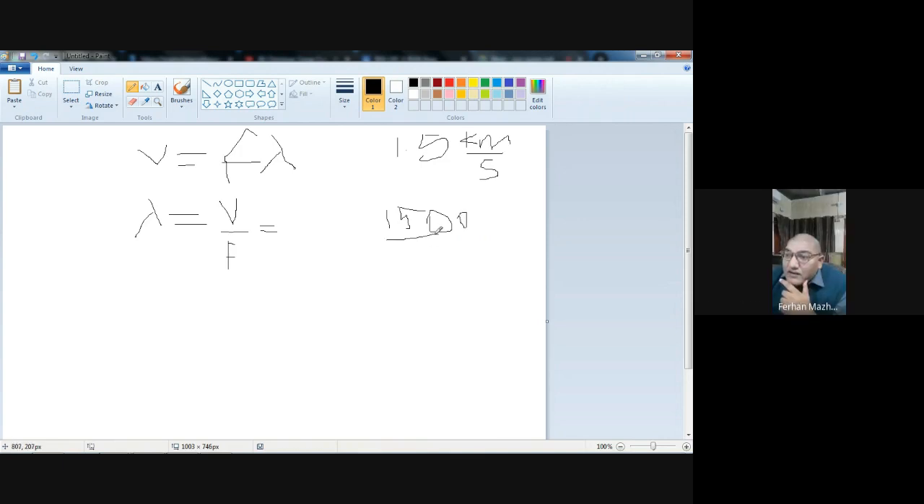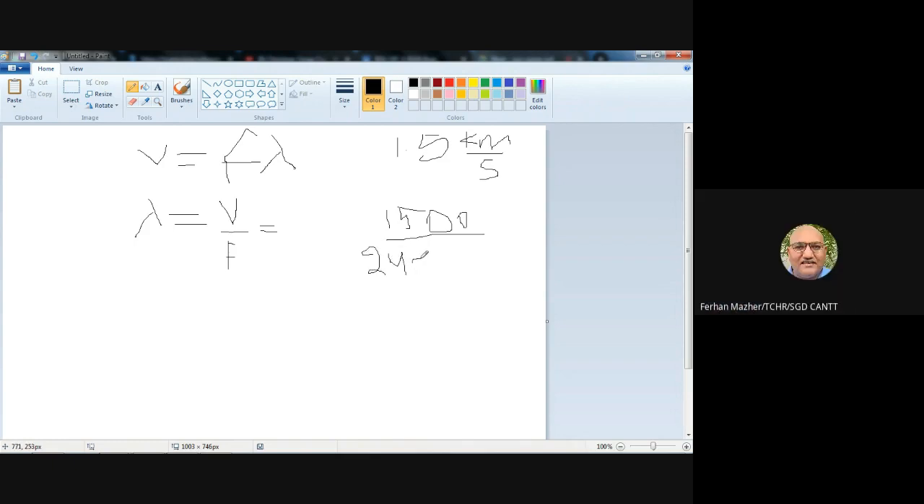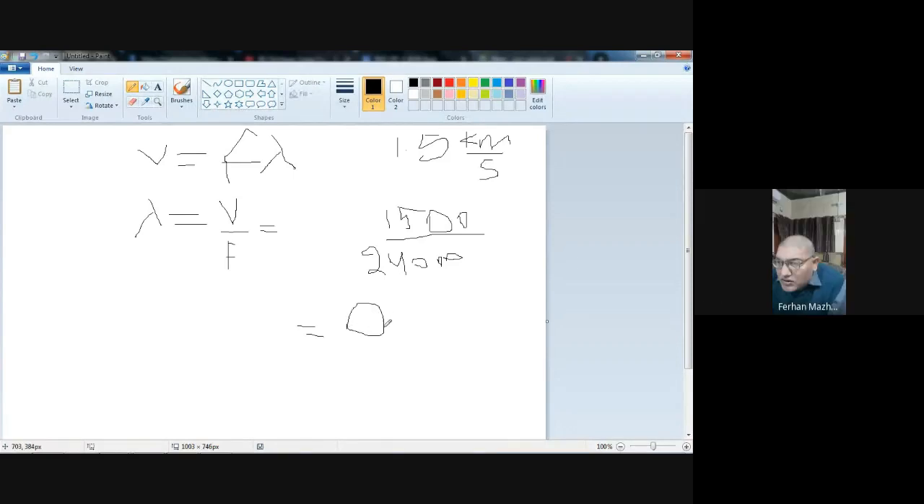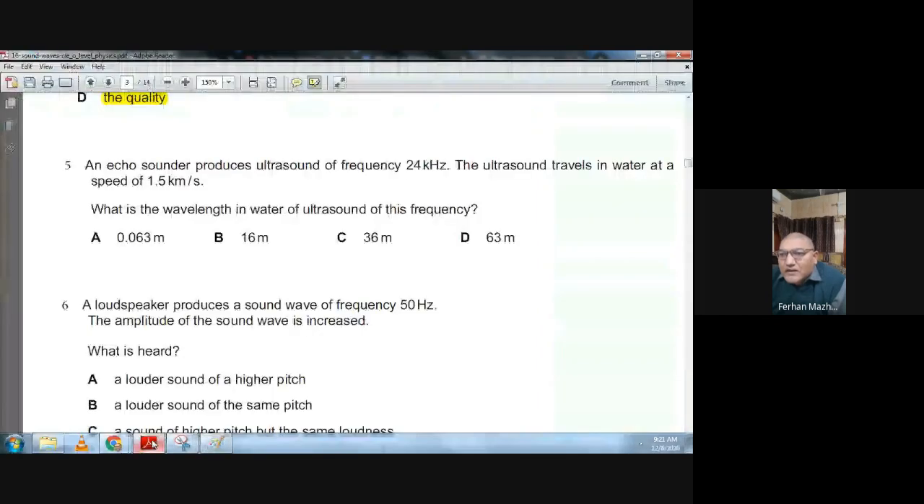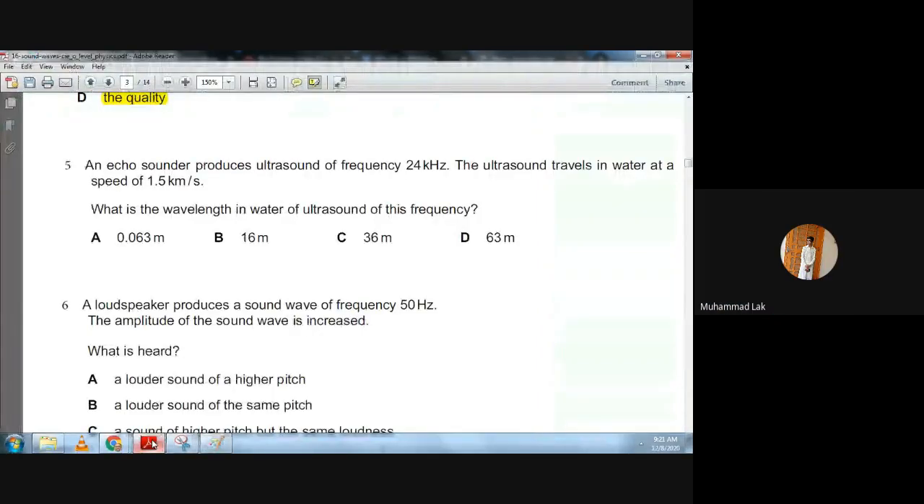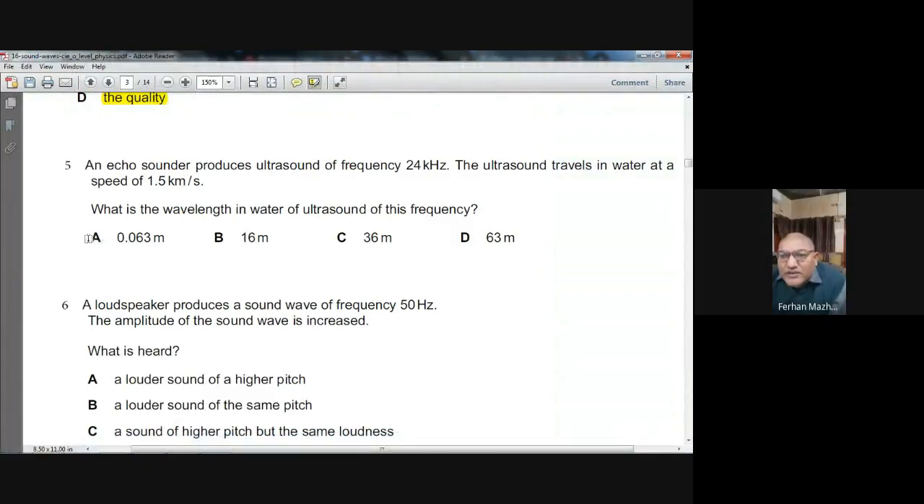It's funny handwriting. And the frequency is 24 kilohertz. So it will be 24,000 basically. You have a calculator? Yes, sir. Okay. Sir, the answer is 1500 divided by 24,000, which is 0.063 meter. Okay, let's check the answer. So the choice will be A.